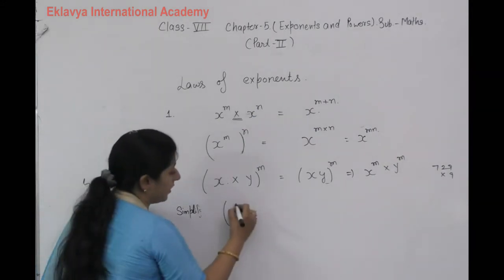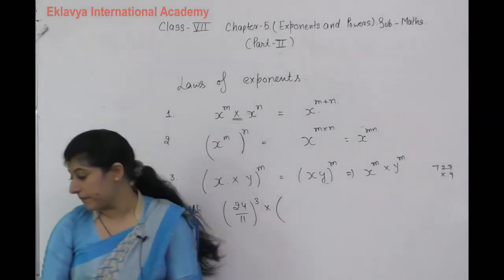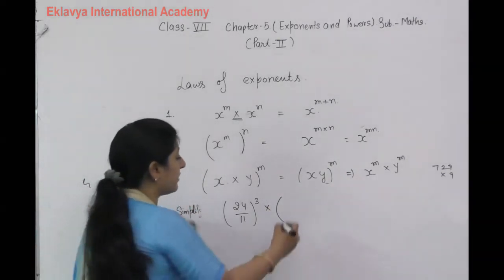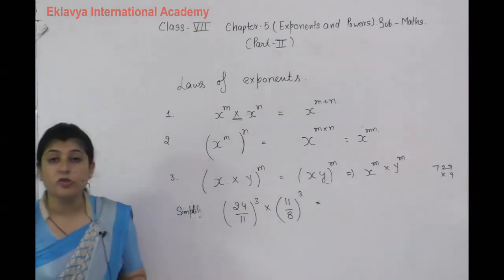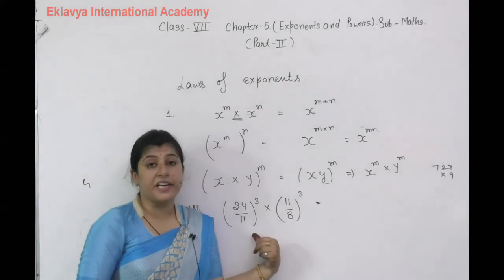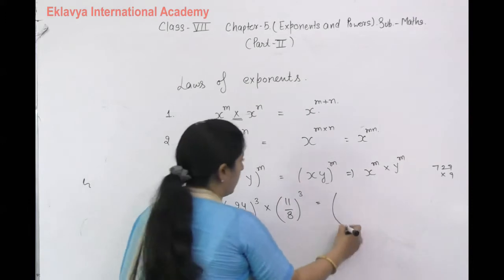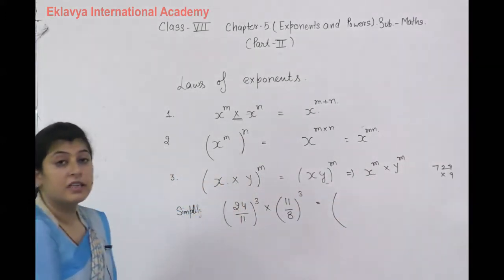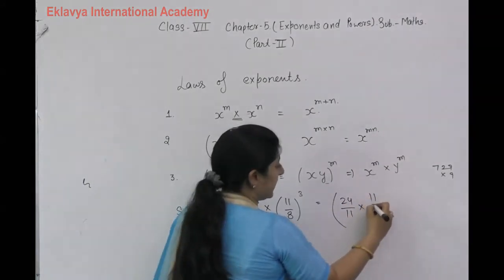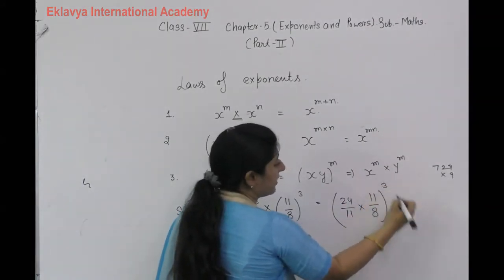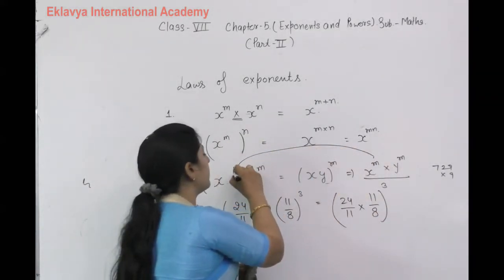Simplify (24/11)^3 multiplied by (11/8)^3. Now see, this type of question, when the base is different but the power is the same, what will we do? We will reverse it. It means (24/11 multiplied by 11/8) whole power 3. You can write it in this form also.